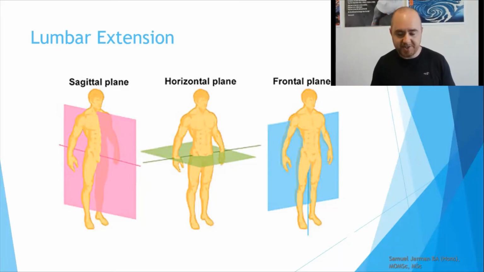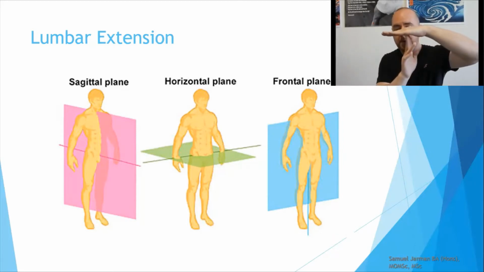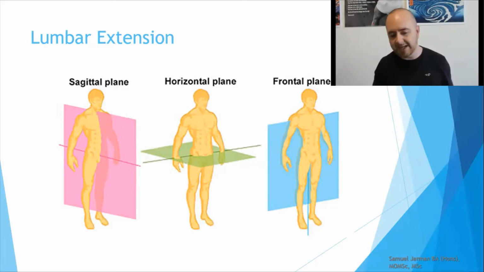So lumbar extension, because it has an axis, would be considered a rotation or rotatory movement. But again, as we repeat consistently, we don't use the term rotation, because rotation is the term commonly used for motion in the horizontal or transverse plane about the vertical axis. So in the case of lumbar extension, we're talking about backwards bending in the sagittal plane.